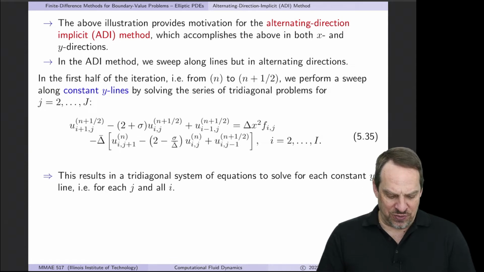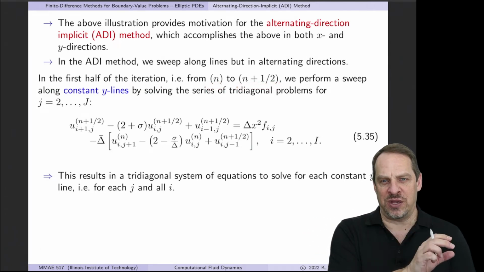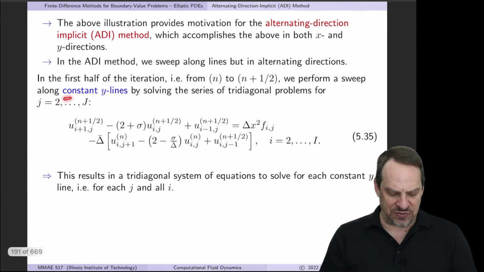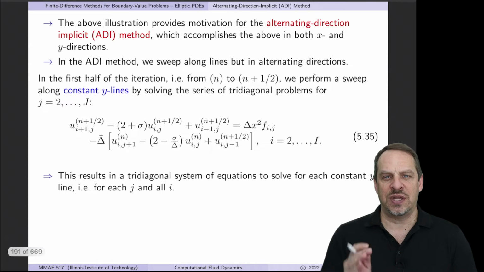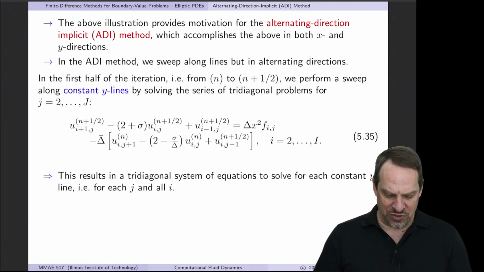So here's what we would do. We would divide up each iteration into two pieces. So the first goes from n to, say, n plus a half, and then from n plus a half to n plus 1. The first half of the iteration, we would sweep along, say, lines of constant y, so horizontal lines, and then lines of constant x for the second half of the iteration.